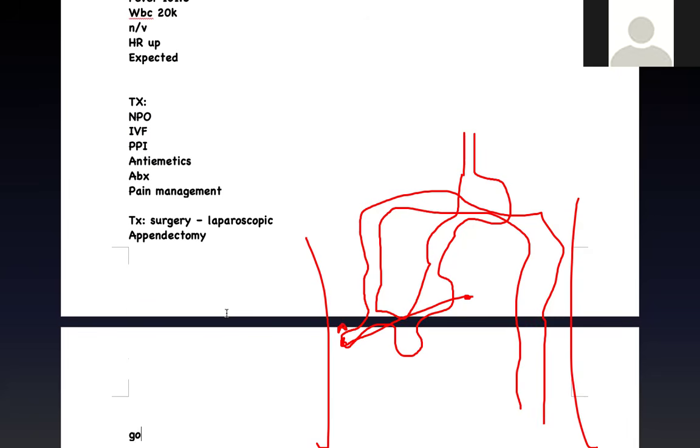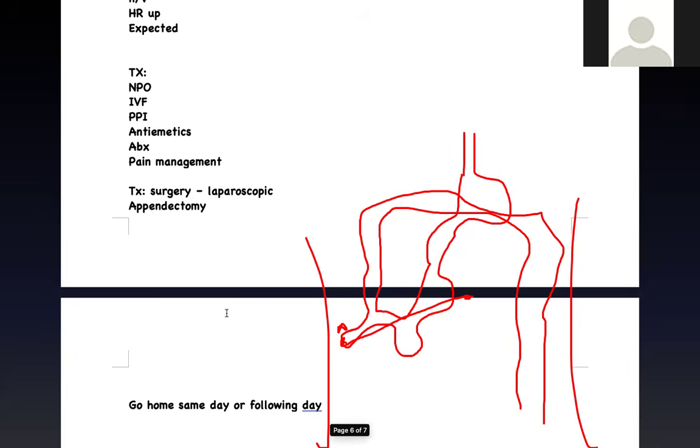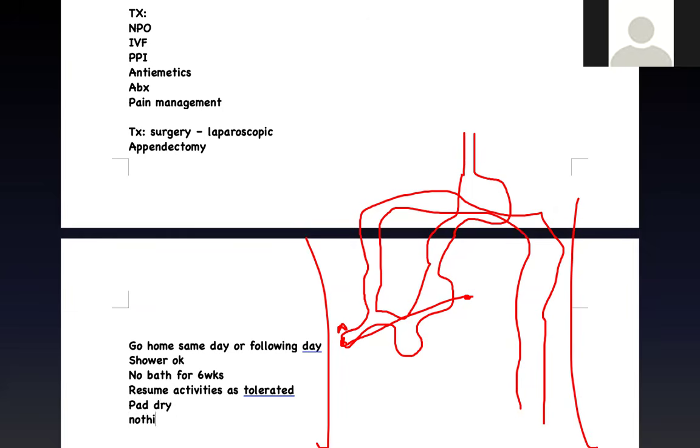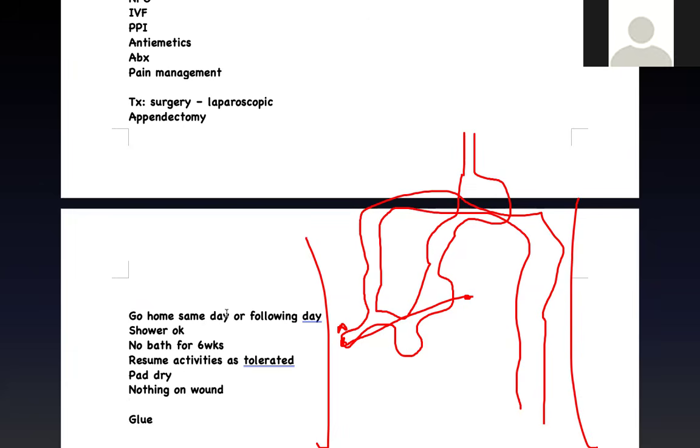They go home the same day, or the following day. But you have to teach them that they can shower, it's okay, but no bath for 6 weeks. They can resume activities as tolerated. There's no need to scrub the wound. They can just pat it dry as much as possible. Nothing on the wound. There are no staples, anything like that. They usually have glue, Dermabond, on top of the wound, which will come off about 3-4 weeks later.